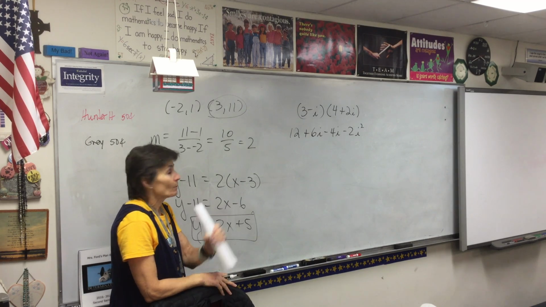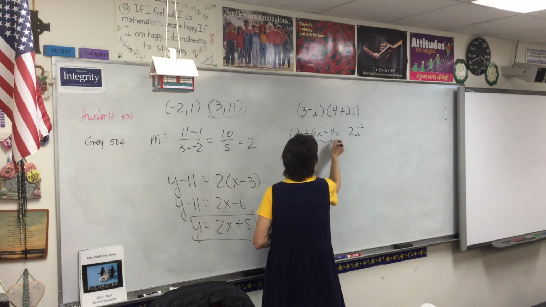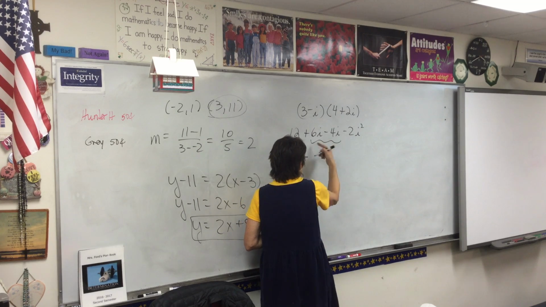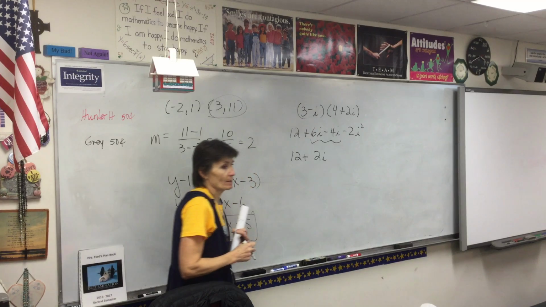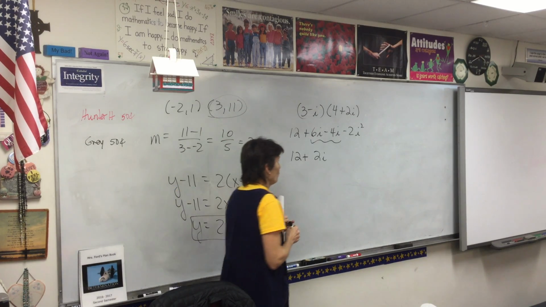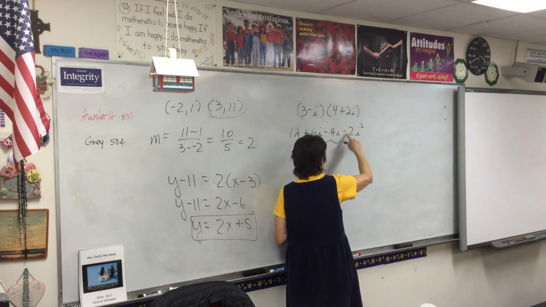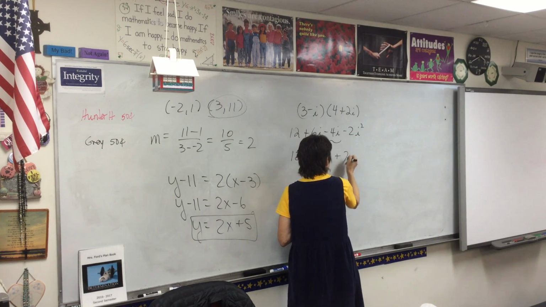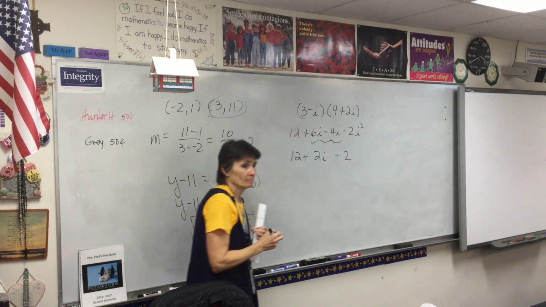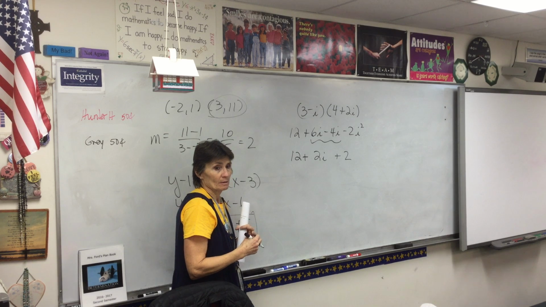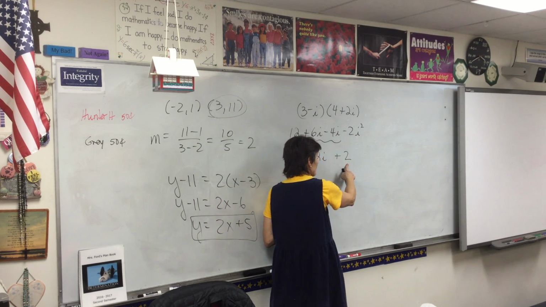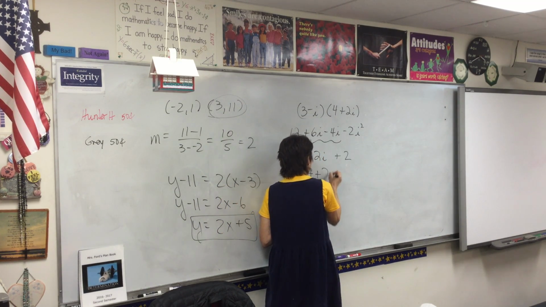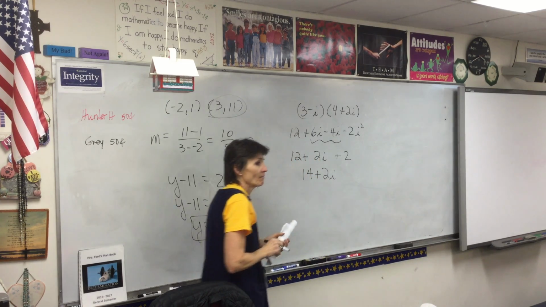Gavin? We're going to combine like terms, so these are like terms. What do I do with that i squared? It's negative 1. So this would actually become positive 2. Everybody remember that? Then the 12 and the 2 now are like terms. So we have 14 plus 2i as our final answer.